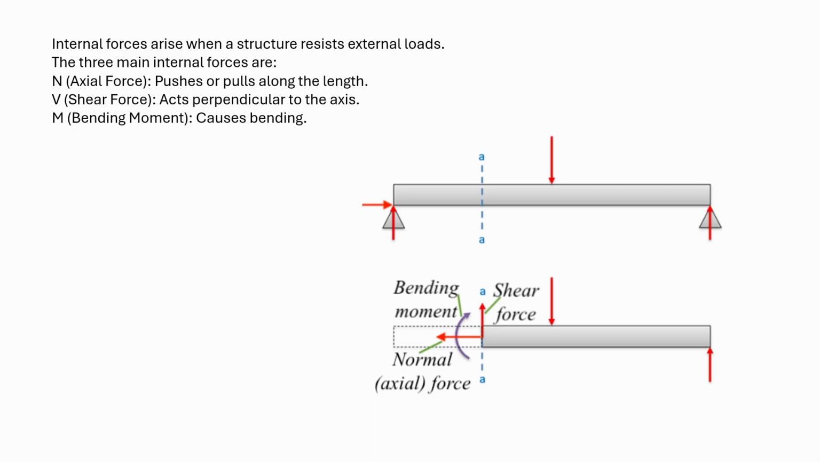We have three main forces. Internal forces, we have normal axial force, which will push or pull along the length. So it is given in the picture here. Then we have shear force, which will act perpendicular to the axis. And we have bending moment, which will cause the bending.